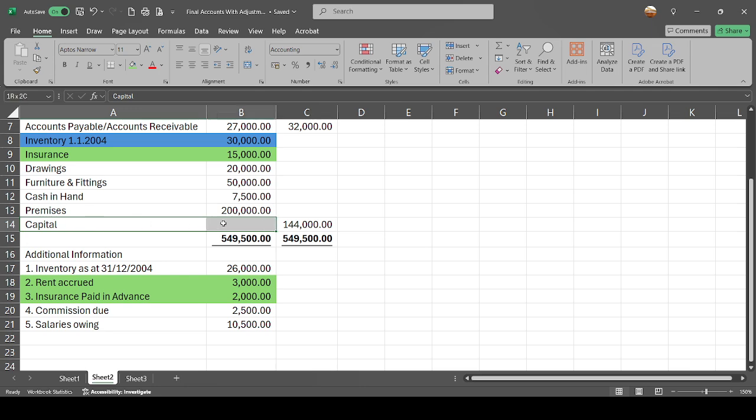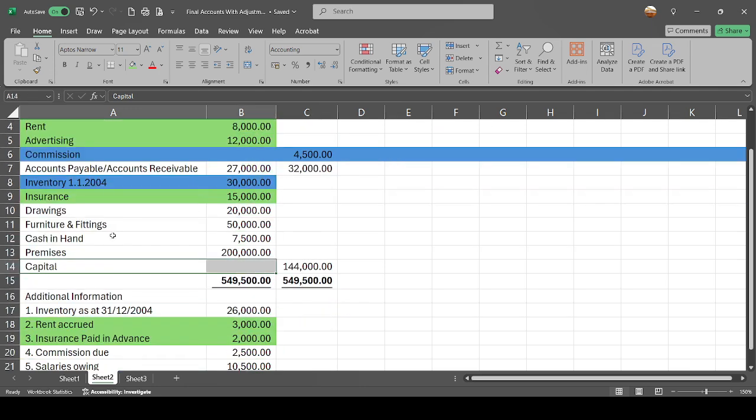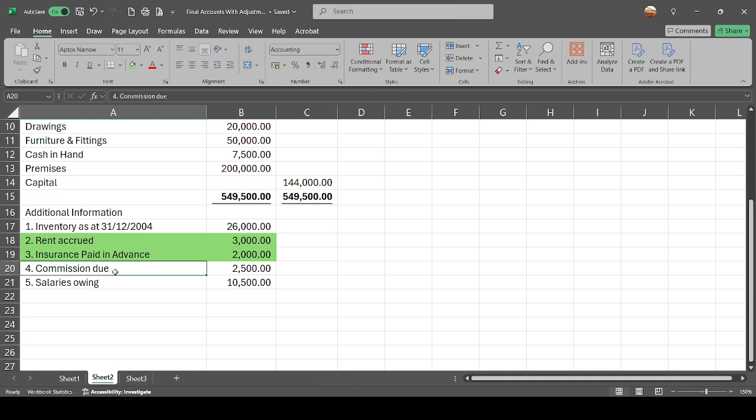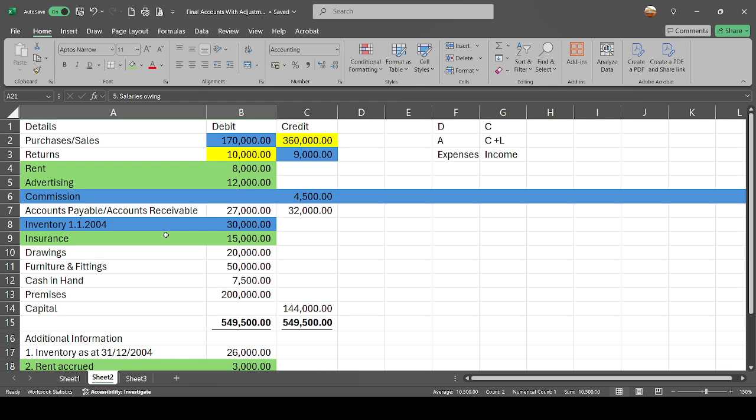And of course, we have capital. Then there is something here that we have not been given: commission due, which we had used when we were adjusting that. There is now the sales owing, the salaries owing. That means we have got people working for us and we have not paid them salaries, and that is why in the trial balance you're not seeing anything on salary.